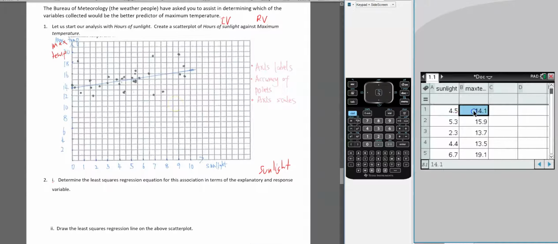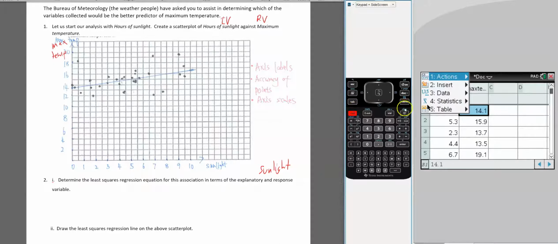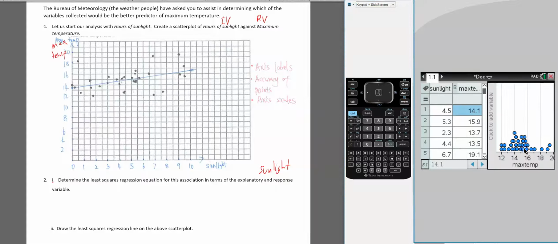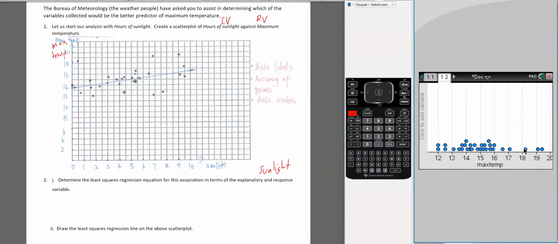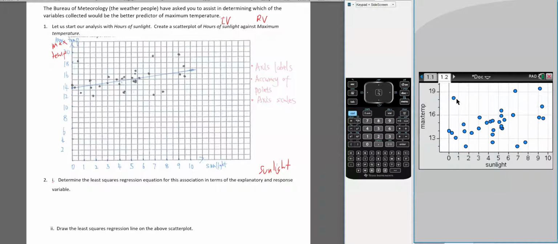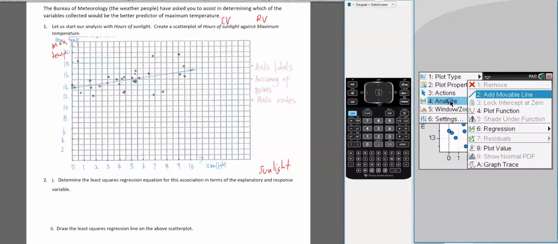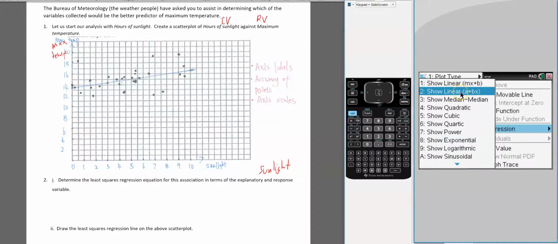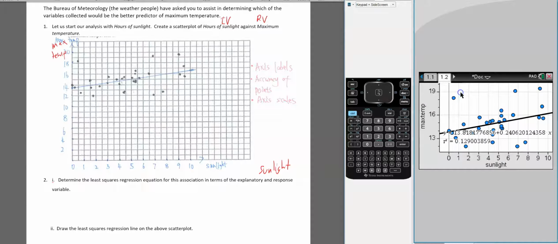We're going to form the least squares regression line now. So control, menu, quick graph, control 6, control right, and we put the explanatory variable as sunlight, and max temp goes on the y-axis. Then we go to menu, analyze, regression, and number 2. So menu, analyze, regression, 2. And you have got your least squares regression line right there.